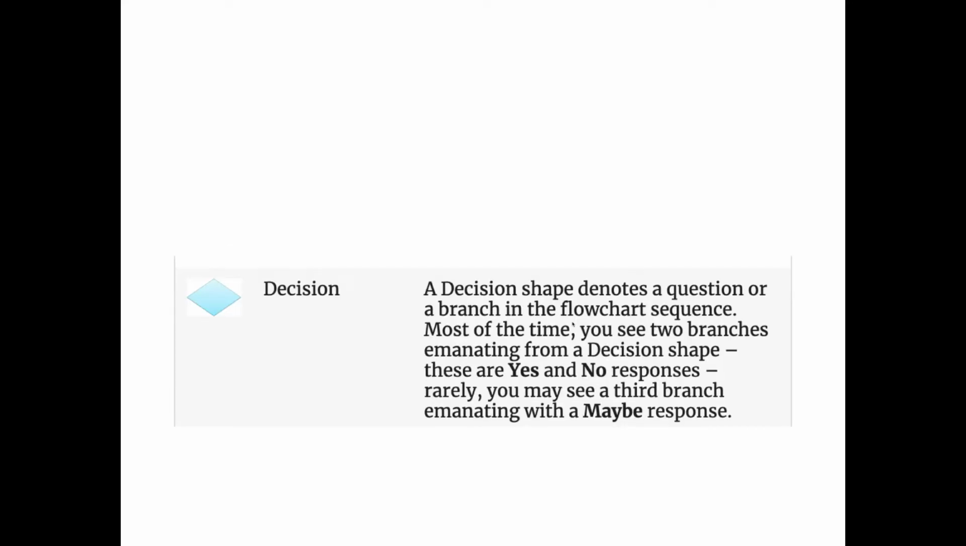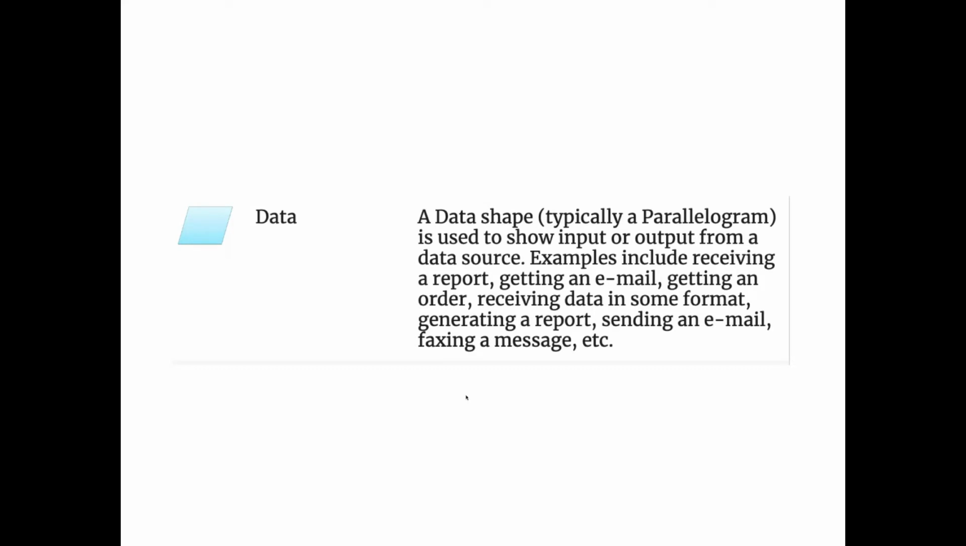Next, we have the decision. The decision shape is represented by a diamond, and you use it if you want to ask questions that can only be answered by yes or no. And we have the data shape, sometimes called input and output. Whenever you have an input or an output, like receiving data, generating data, sending email, faxing, etc., they are all represented by input and output.